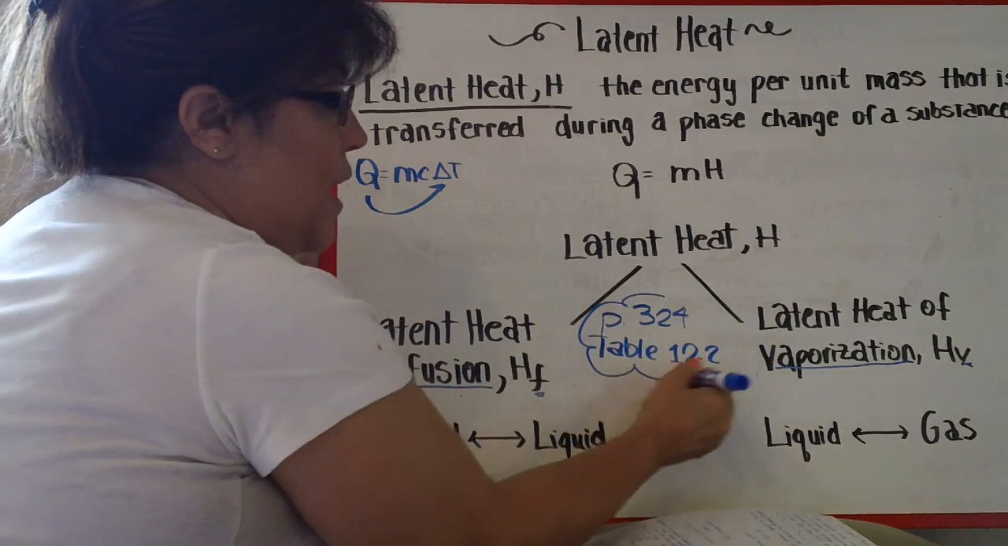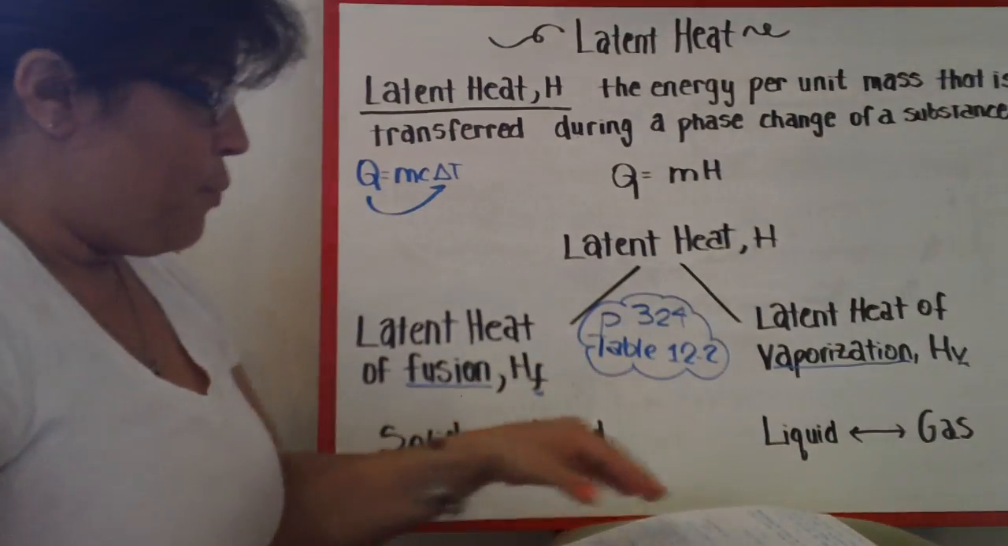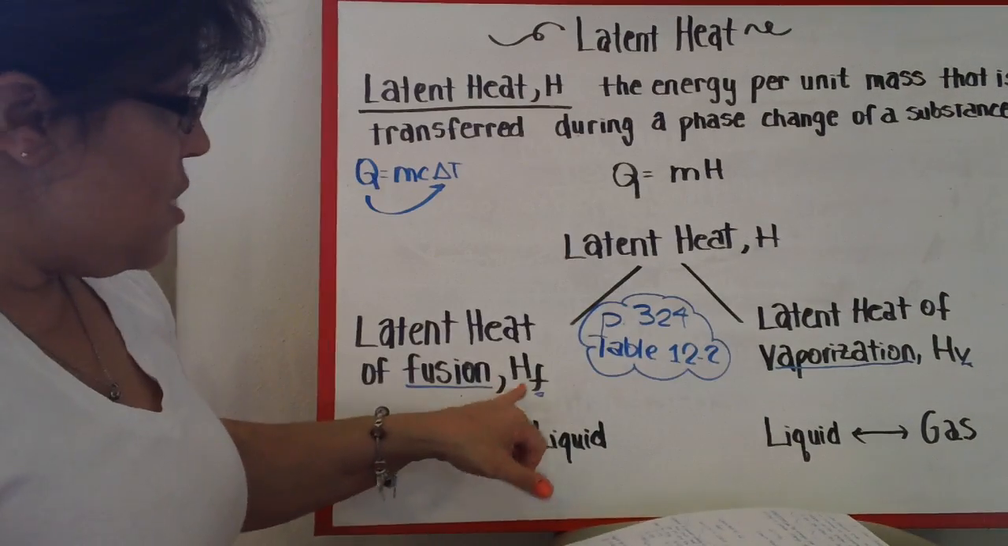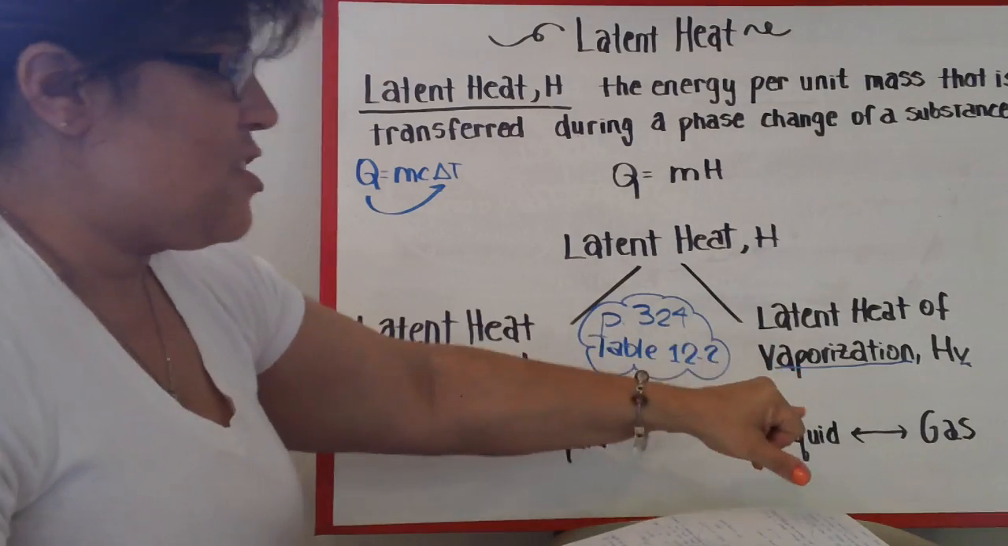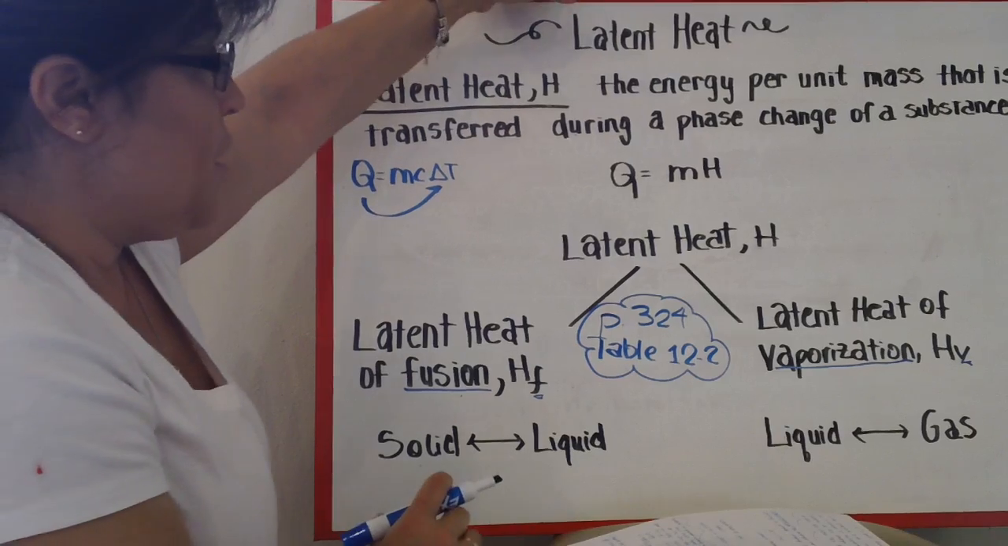Okay, so these are just constants that are going to be given to you, and they are figured out in a lab. We're going to use latent heat of fusion to fuse something together, solid to a liquid, and vaporization. When you have vapor, you have gas, so it's liquid to a gas. So let's try an example.